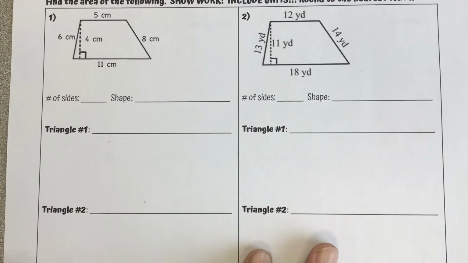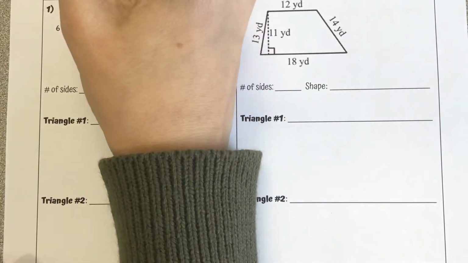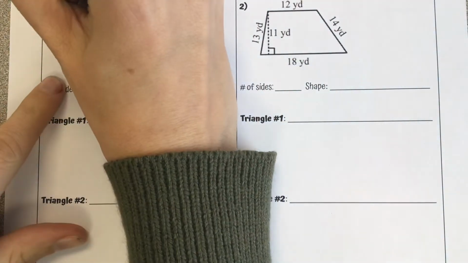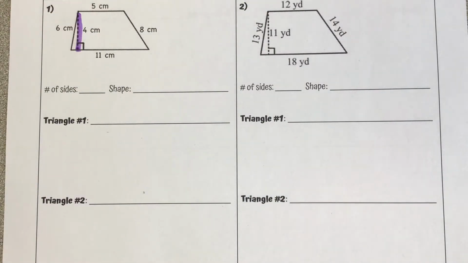So let's look at trapezoid number 1 here. Just like I've done for the other shapes, I'm going to identify the height first. I think that is easiest. So I see this dotted line here. I'm going to highlight that. That is my height, okay?